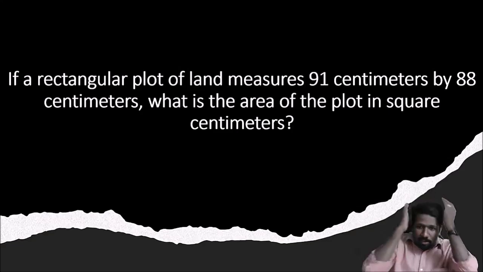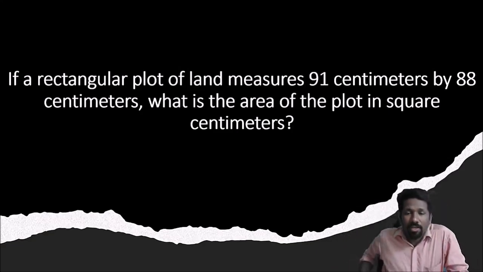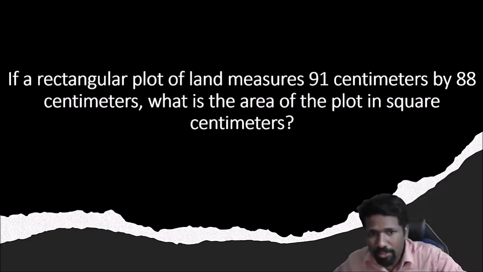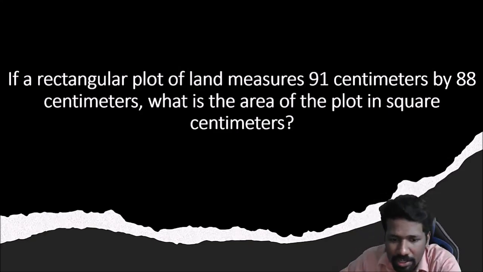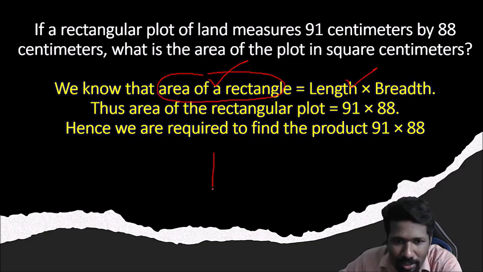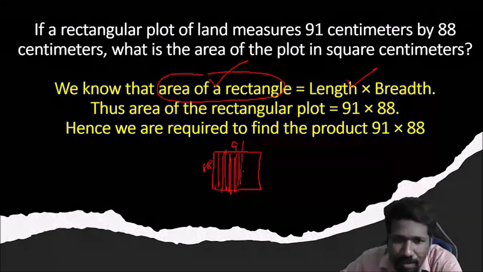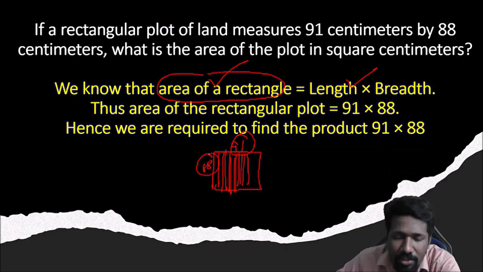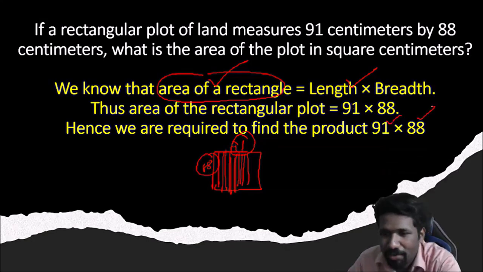So, if a rectangular plot of land measures 91 centimeters by 88 centimeters, what is the area of the plot in square centimeters? It is a rectangular plot. The area of a rectangle you may already have learned in school. It is length into breadth. So 91 is the length and 88 is the breadth. Area means this region inside, that is this 91 into this 88. Length into breadth. That means you are supposed to do 91 into 88.